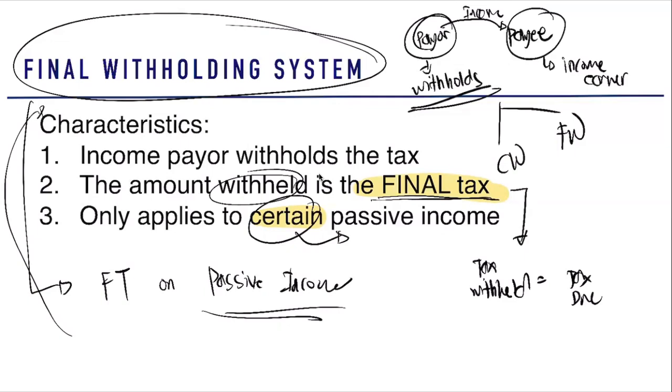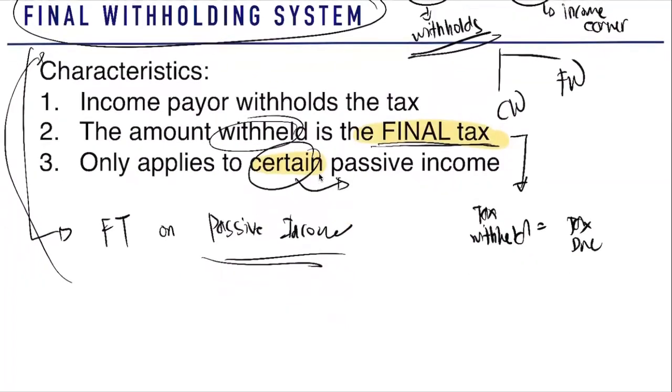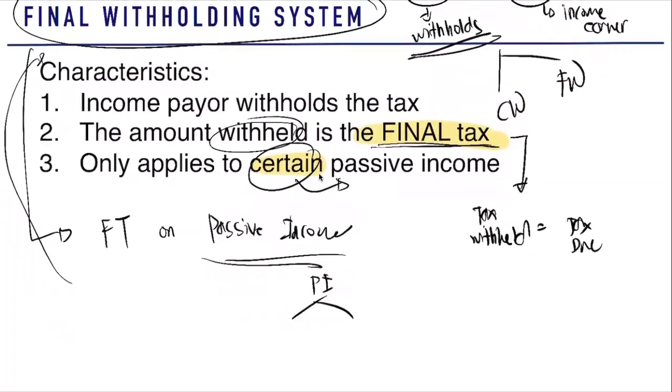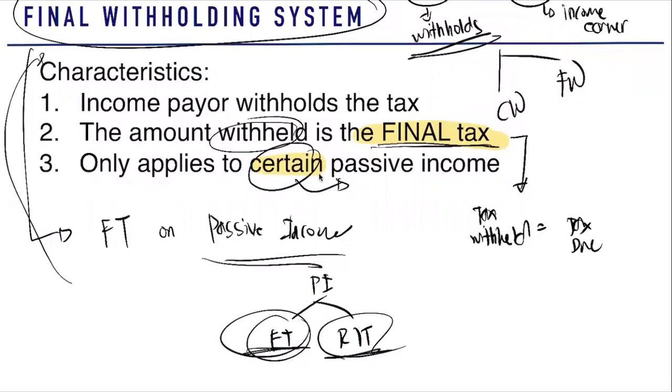Maybe you're asking, sir, di ba may final tax naman sa dealings? So bakit hindi natin ilagay doon na certain applies only to dealings, blah, blah, blah. This is in the context of the final withholding system in passive income. Clear? Okay, so again, just like any other income, a passive income can be subject to either final tax or regular income tax. So we need to learn what are the items subject to final tax and what are the items subject to regular income tax. As we go through, we will learn these.